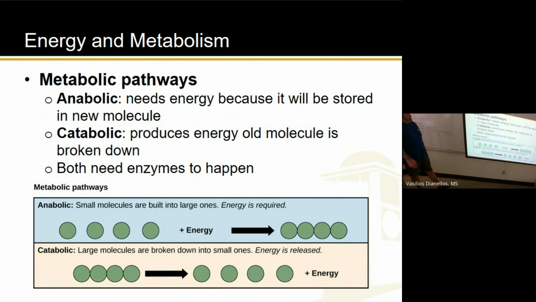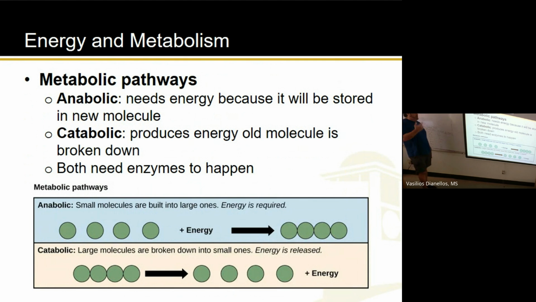And again, later we'll talk about why that happens. Like, why is it that it requires energy to build something? Why is it that when you break something, it releases energy? We'll talk about that. But for now, just know anabolic requires energy, you're building something, and catabolic is when you're breaking it down.